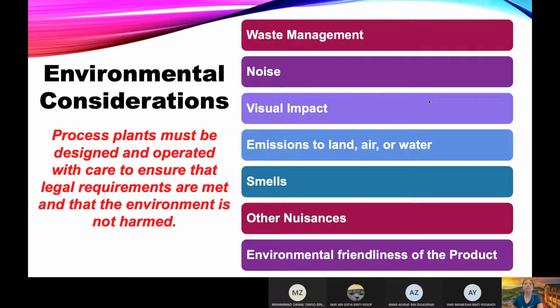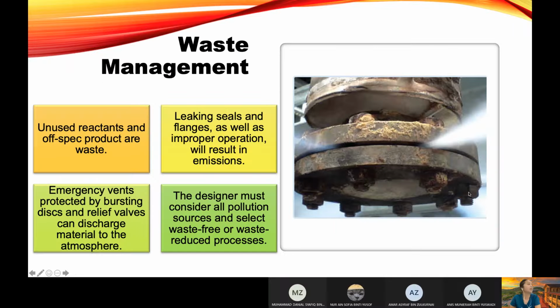There are many environmental considerations that you have to consider. These are the main ones: waste management, noise, visual impact, emission to land, air or water, smell, other nuisance, and environmental friendliness of the product. When we talk about waste management, that's why I told you to discuss it in your report: you have to know specifically what kinds of waste are produced from your plant. It's very important to know particularly what kind of waste is produced. Of course, it's not only waste in the sense of side products. You may also have unused reactant.